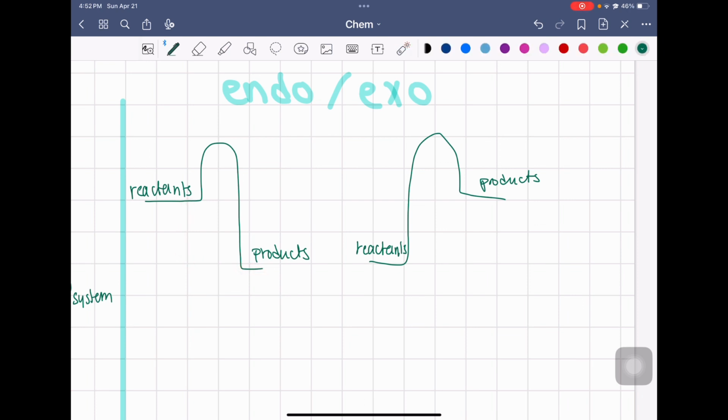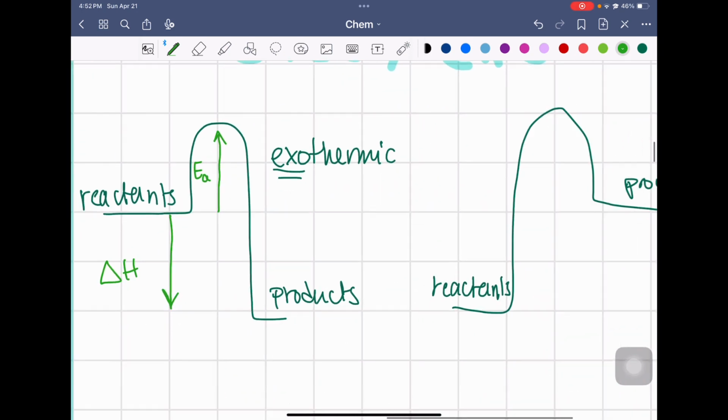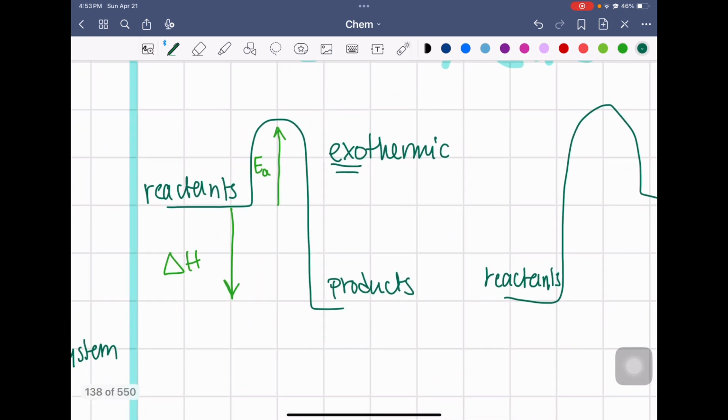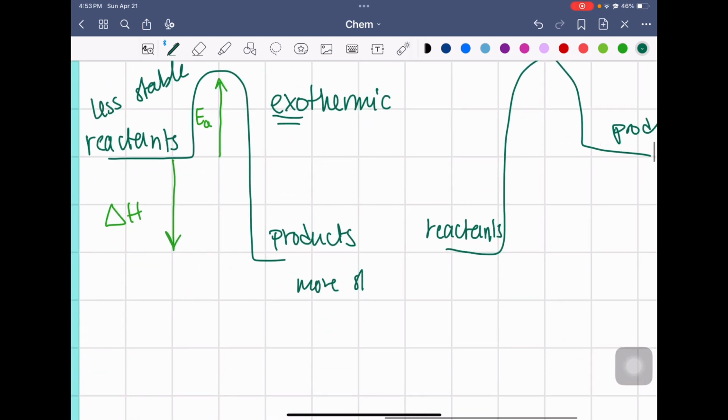This tells us that the reaction is exothermic, because we are releasing heat, which is what exo means. So if we want to label this for some details, we have our change in enthalpy. Over here we have our activation energy. That's about it. Oh, and also, over here, we can see that our reactants are less stable than the products, and the products are at a lower energy level, which means they are more stable.